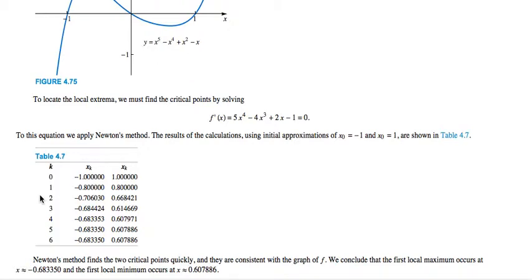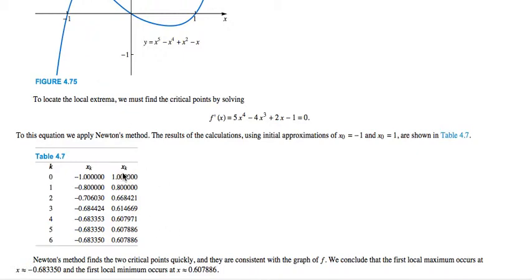We have after the first iteration -0.8, 0.706, 0.6844, 0.6833, 0.683350, 0.683350. So the fifth and sixth iterations are the same for the local maximum.